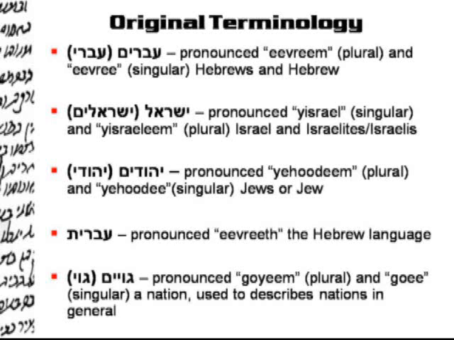And then the next one is Ivrit, which is how we pronounce the Hebrew language. The last term being Goim or Goy, which is a nation, a group of people.